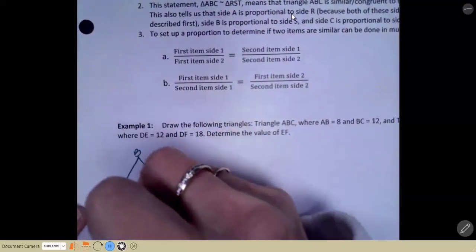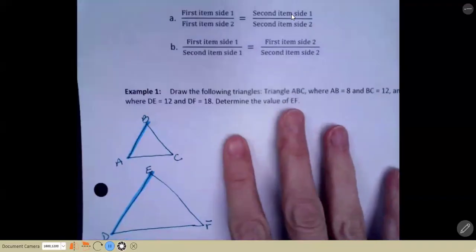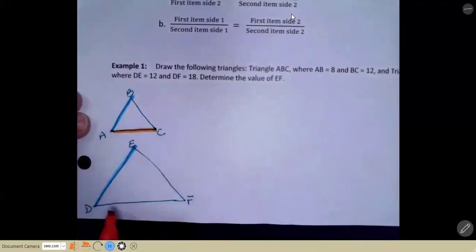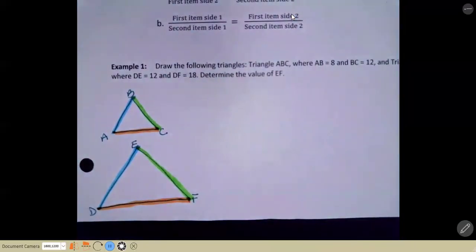So I have A and B and D and E. Let me get this still. There we go. And then I have A and C and D and F. So I'm just drawing my lines to help me set up my proportions correctly. You do not have to do this. It's just something that could be a tool for anyone who needs it. Okay, so those are my proportional figures.